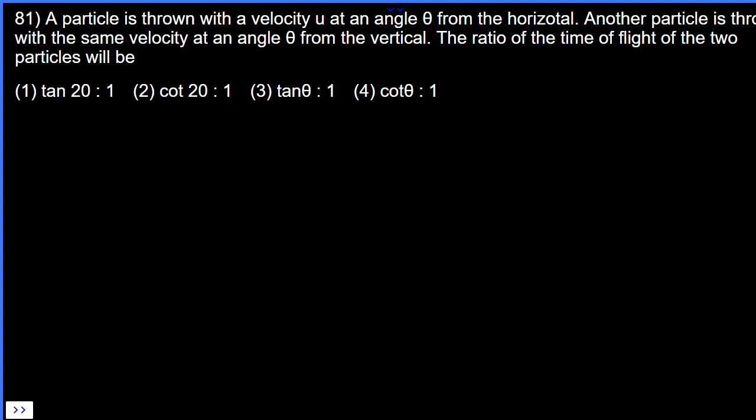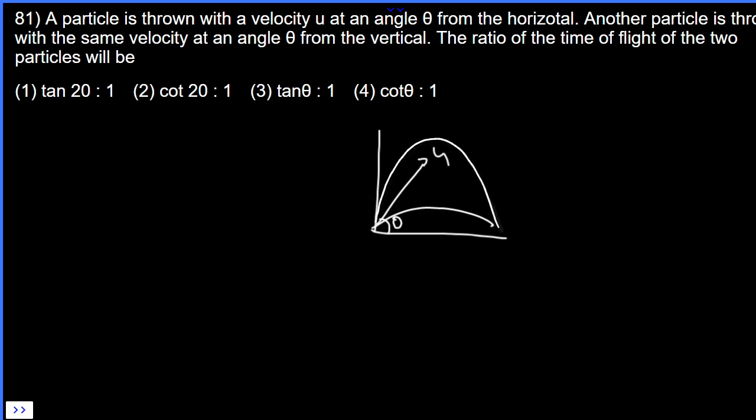So, here one particle is projected with an angle theta and the other one is making angle theta with the vertical. From the horizontal it is 90 minus theta. So the general formula for time of flight is T equal to 2u sin theta by g. From this, T is proportional to sin theta.